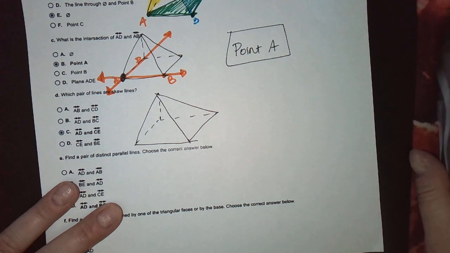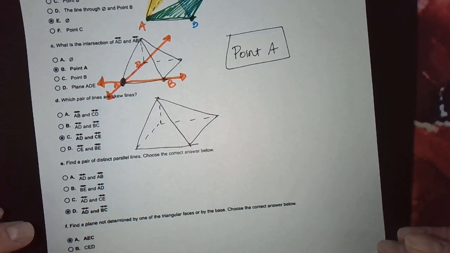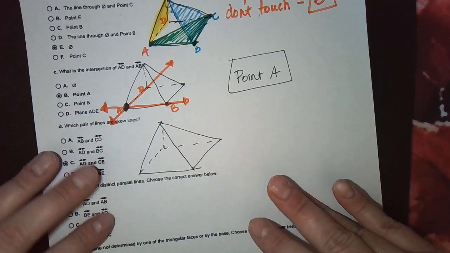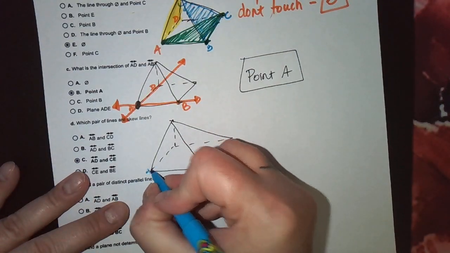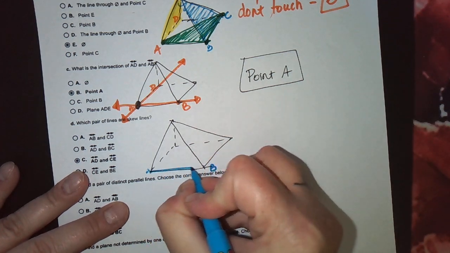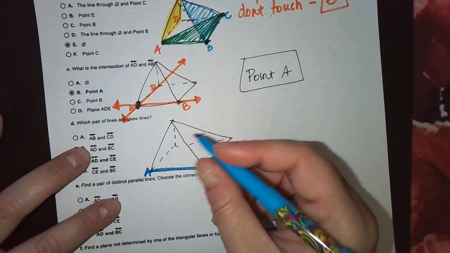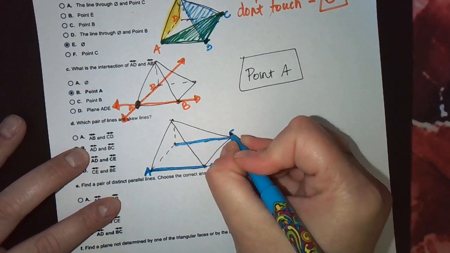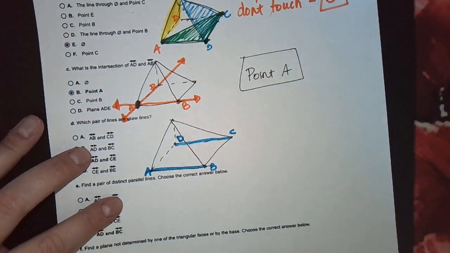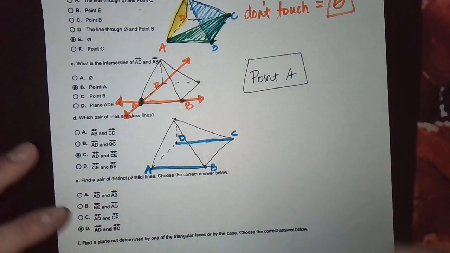Okay, it says, which pair of lines are skew lines? Skew lines mean they never touch and they're not on the same plane. So let's look at AB and CD. AB is right here. CD is back here. And the question is, which pair are skew lines? Well, skew lines cannot be on the same plane.